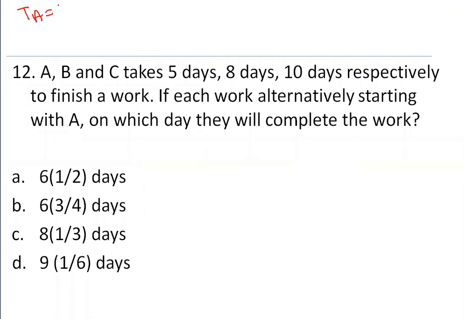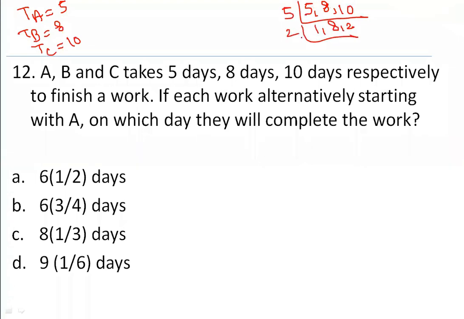So time taken by A is equal to 5 days. Time taken by B is equal to 8 days. Time taken by C is equal to 10 days. Done. So it is 5, 8 and 10. So what's the LCM, guys? 5 ones and then 5 twos. Next again I'm taking it with 2 fours and 2 ones. 5 twos 10, 10 fours 40. LCM is nothing but 40.